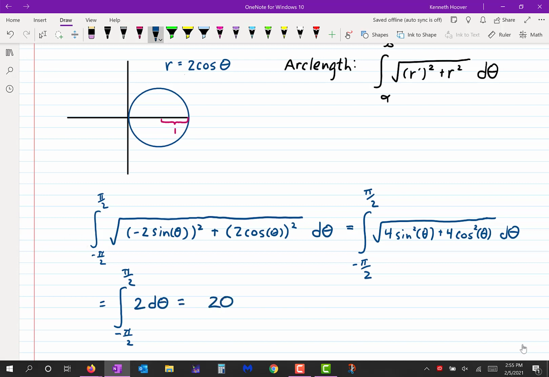So we get 2 theta from negative pi over 2 to pi over 2. That's going to equal 2 times pi minus negative pi, and that's going to give us 2 pi. That's the circumference. Is that what the circumference should be? Well, let me remind you that the circumference of a circle is 2 pi times the radius. So that circumference should be 2 pi. So that's good, we're correct.